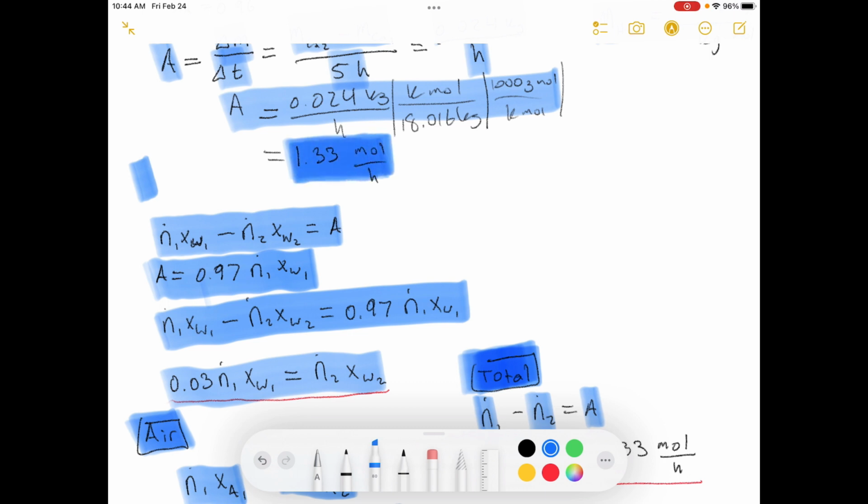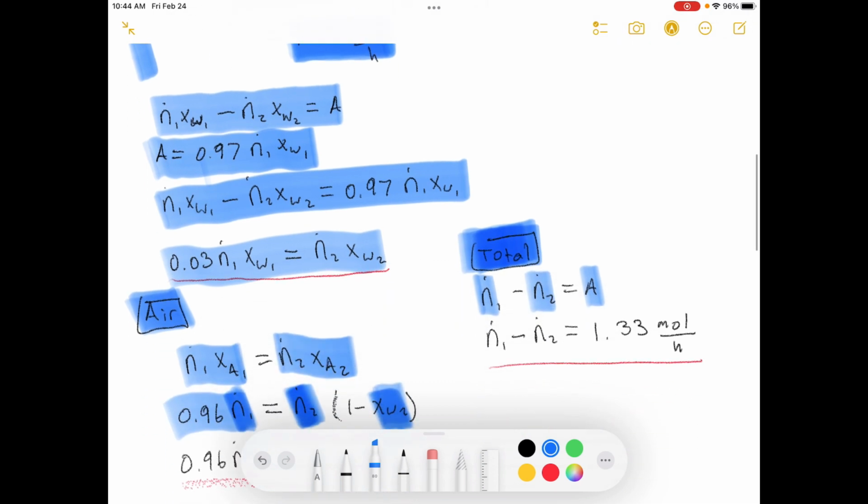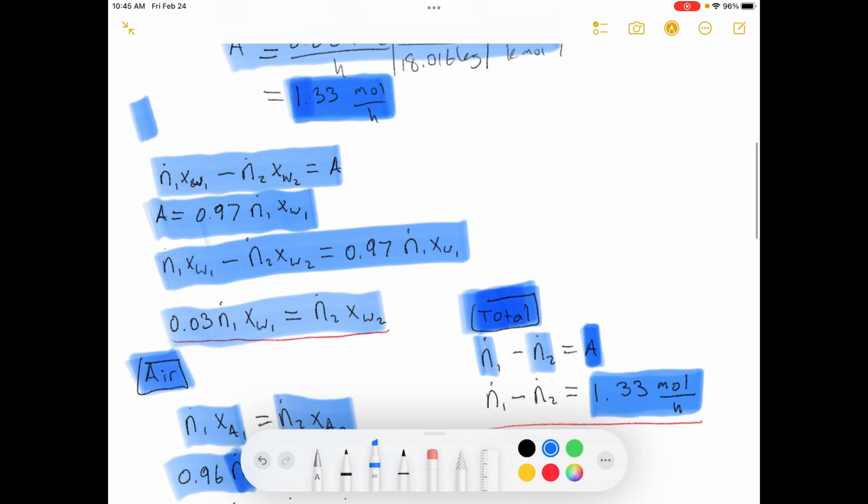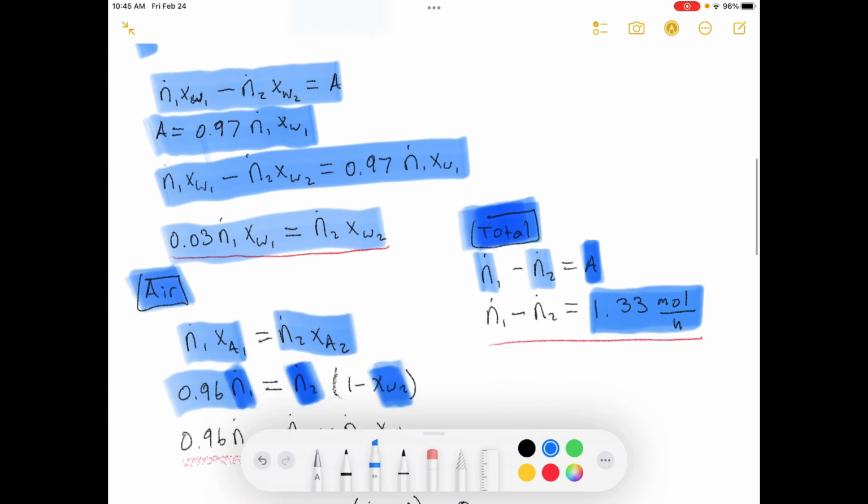In order to make them independent, we have to use the information right here that we solved for earlier. We know that A equals 1.33 moles per hour. So if we substitute in that A equals 1.33 moles per hour, and we know what A equals, now it's an independent equation. So we'll leave A as is when we're solving things, but we'll keep in mind that A is this, and this came from independent information. Okay, so now it's an independent equation, and we can move on.